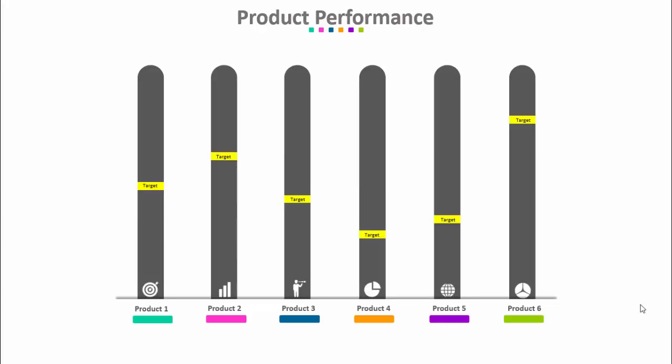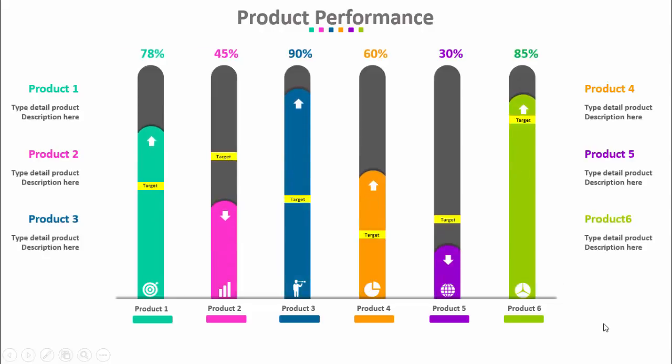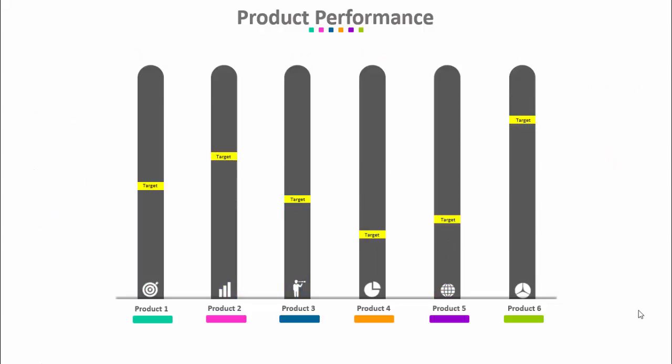Let me show you how this slide works. I have created 6 product lines and for each product line there's a target set. When I click it, it will tell me whether I have achieved the budget or not. If you see the first product, it has achieved the budget, exceeded the budget, but the second product was not able to achieve the budget, and I've given the percentage above. And apart from that, you can see there's a product description which you can add. So let's see how to create this slide in PowerPoint.